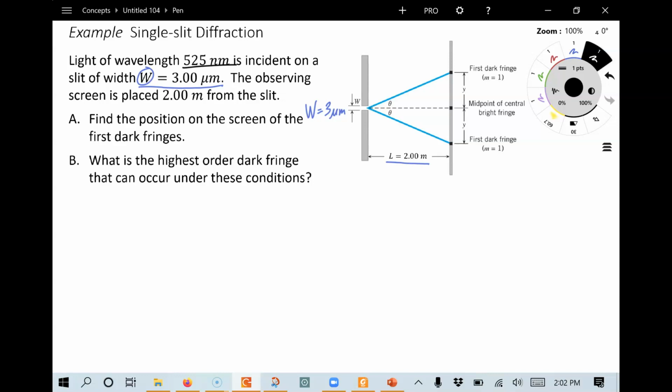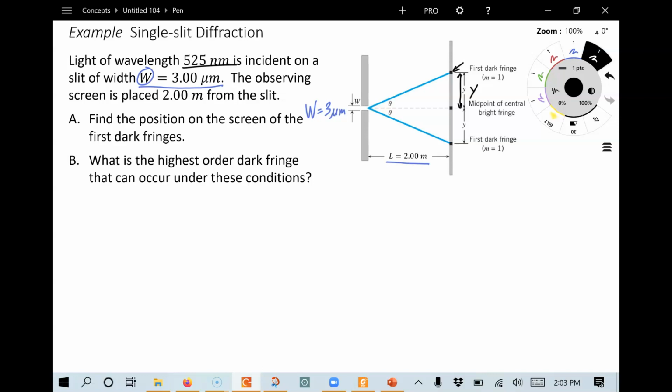And we're asked in part A, find the position on the screen of the first dark fringe. So you can see that that's this position here, and the position on the screen, we want to figure out what Y is. What is Y? In this particular problem, this height, in other words. It says the first dark fringe.